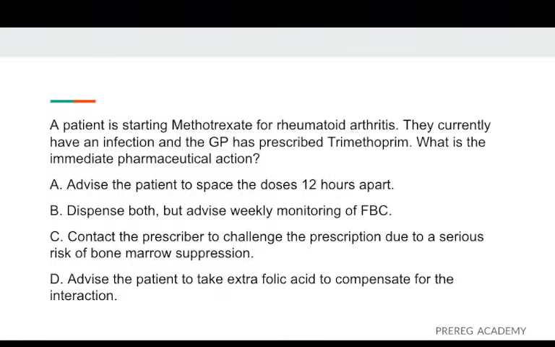So aside from ACEIs and ARBs, which other medication used for heart failure can cause hyperkalemia? So Mola said potassium sparing diuretics. Thank you. What are examples of potassium sparing diuretics? That's your spironolactone and your eplerenone. Okay, they can cause hyperkalemia.